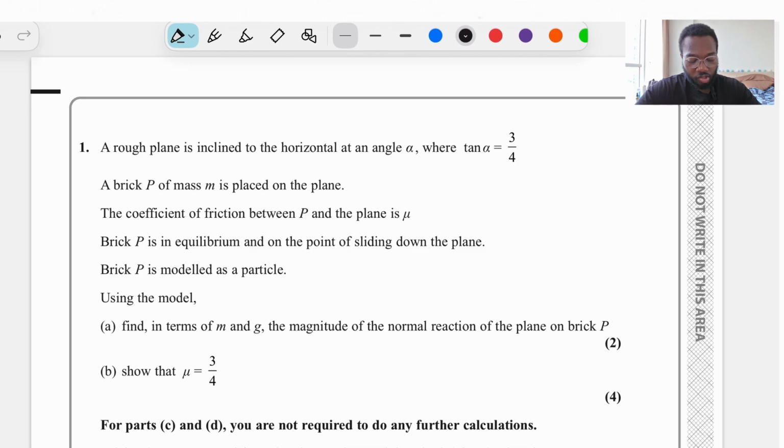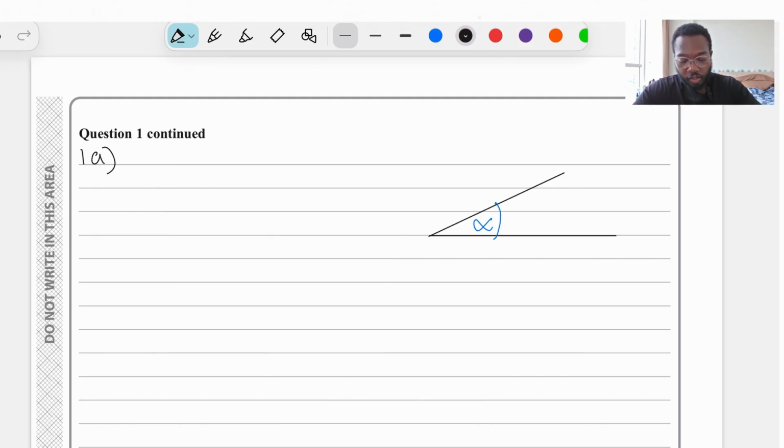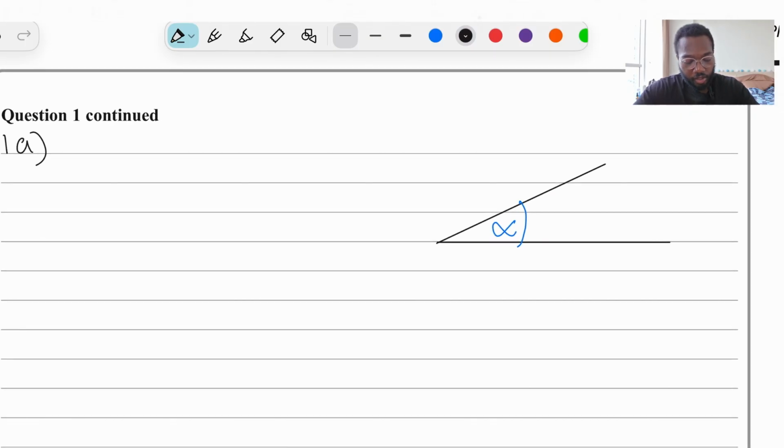We need to find, in terms of M and g, the magnitude of the normal reaction of the plane on brick P. So first things first, I've drawn a little diagram here, and I've got the angle alpha to the horizontal. With this brick P, if I put the brick up here, making this little circle, we know it has mass M. So we can draw a line going down here. This would be mg newtons for the weight, and then we know that there's going to be friction.